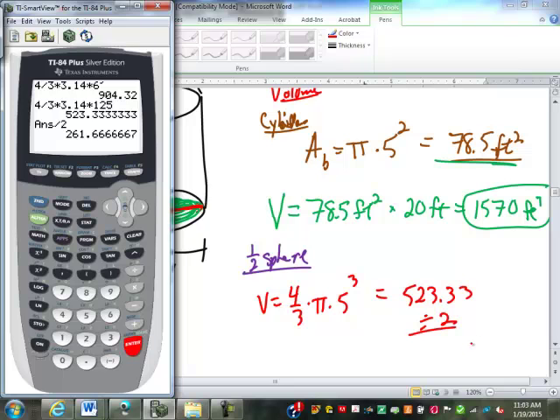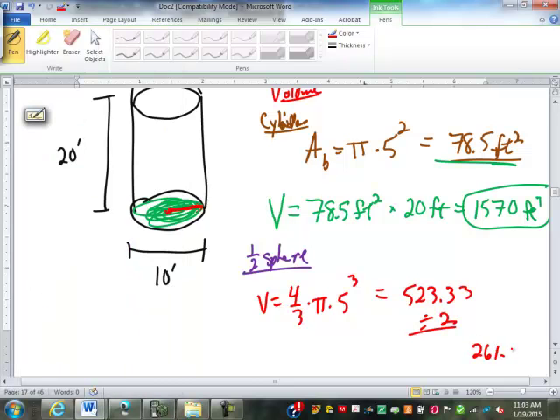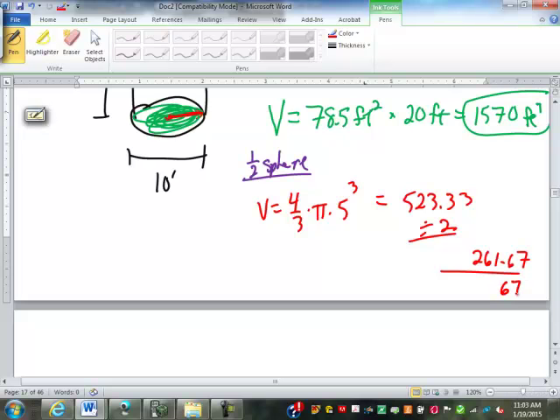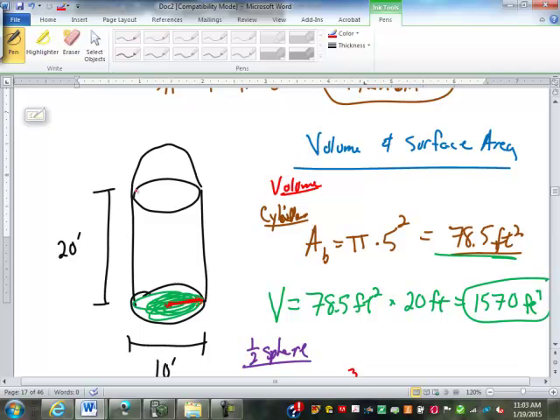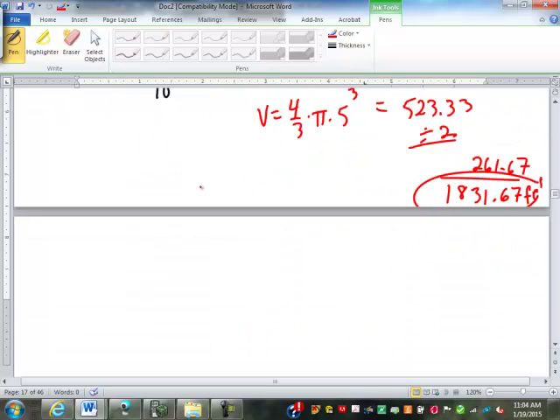Give us a volume of 261.67, because it's only half a sphere. So it gives us a volume of 1,831.67 cubic feet. Yes, it's only half a sphere sitting on top of the thing. So we have to divide by 2. Surface area.